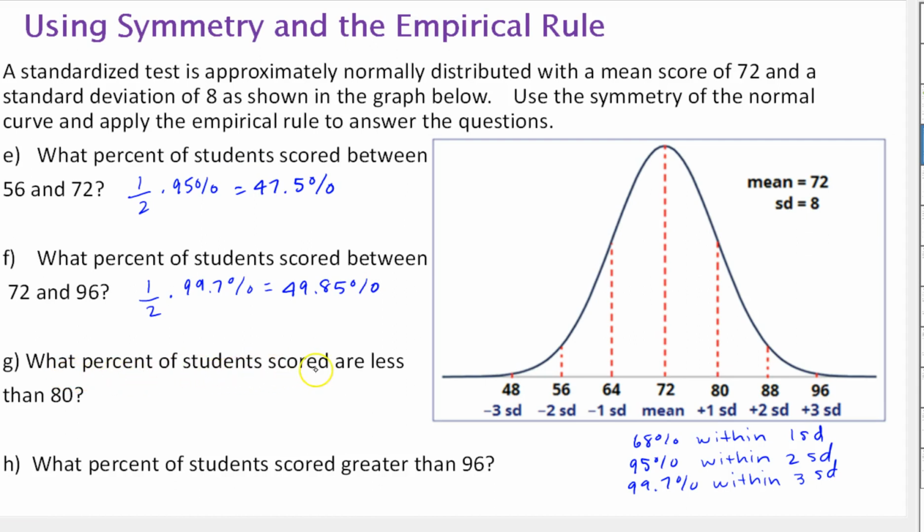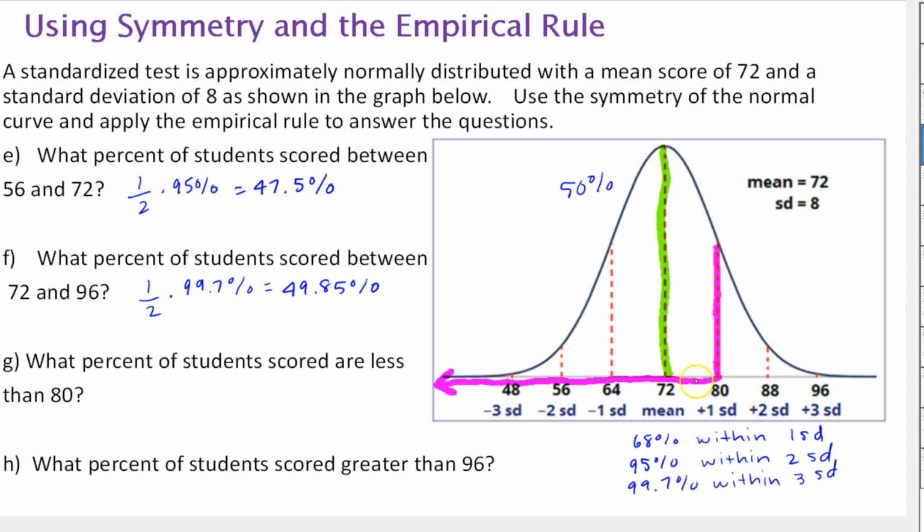What percent of students scored less than 80? So here's 80. So we want every score to the left of 80. We're going to use 2 ideas of symmetry here. It's tempting to use the 1 standard deviation because we have this whole piece, which is 68%. But let's include, I'm going to draw a green line right here, the fact that we know 50% is below the median, which is also the mean. So here we have 50%.